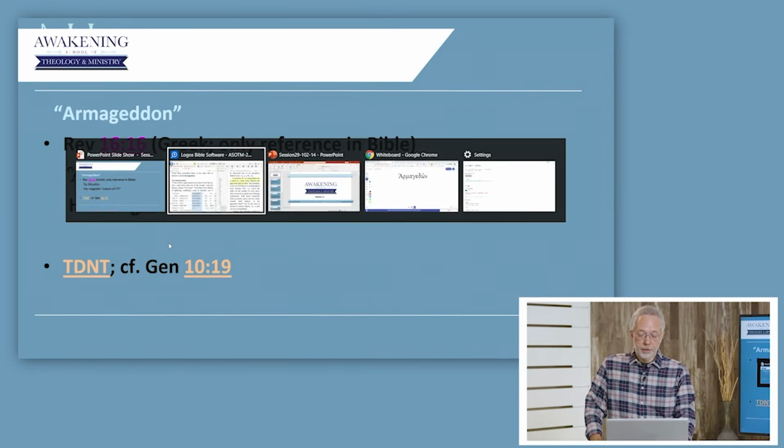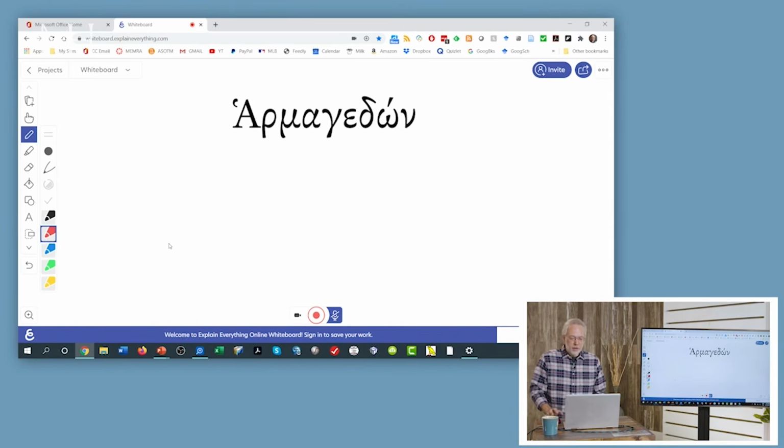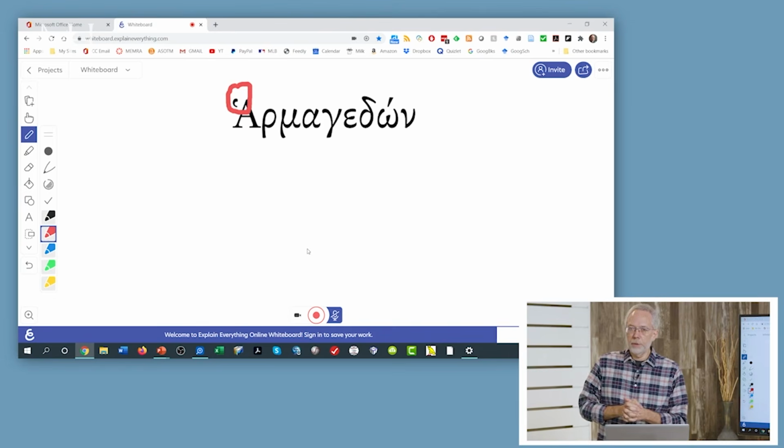Armageddon. I want to show you something here, just in case you don't have Greek under your belt. This is the term that you'll see in Revelation 16:16. Do you see this little mark right there? It looks like a backwards apostrophe. That is the H sound in Greek. Greek doesn't have the letter H. So to capture the verbal pronunciation of a speaker, they don't have a letter that stands for H. So what they would do is put this little mark, called a breathing mark.